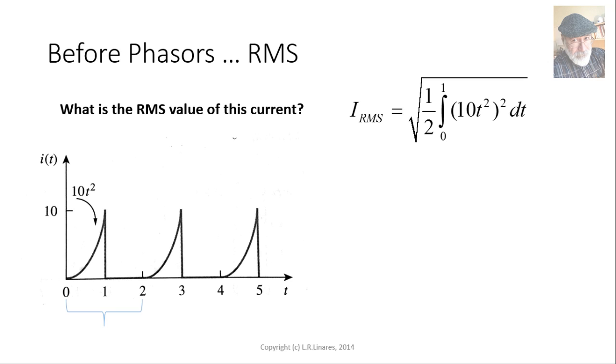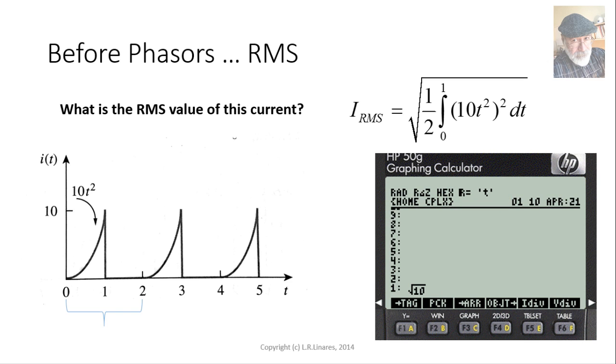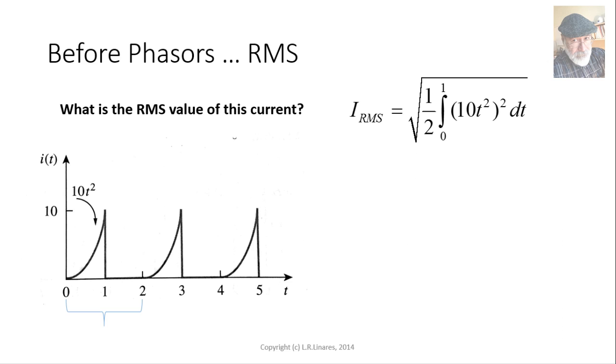Well, I don't really feel like doing integrals right now, so I will use the HP50G. This way, I write that, making sure that t is the independent variable here at the top. And then press the key evaluate, and we get that the RMS value of that current is root 10 amps. That is the answer to that question. Let's move on.